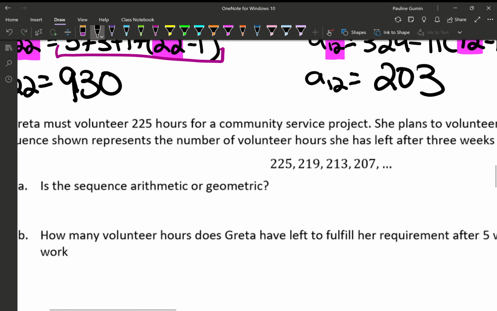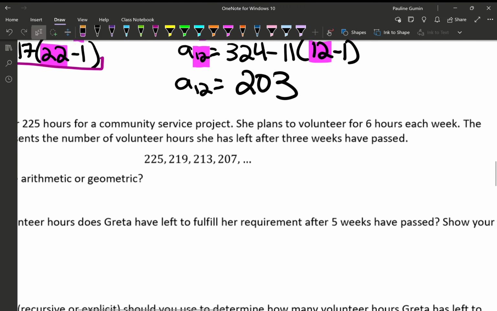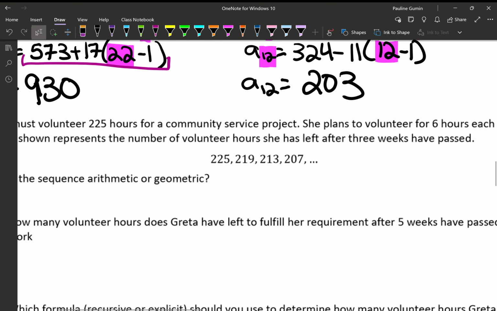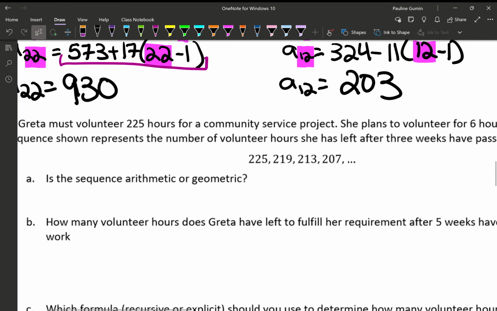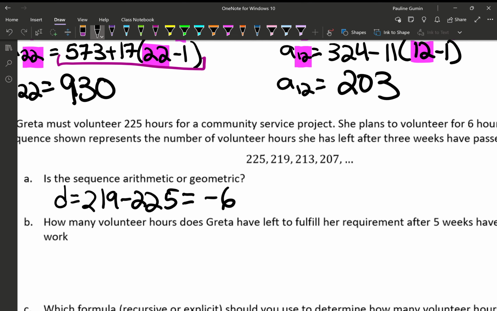Okay. Number 6. Greta must volunteer 225 hours for a community service project. She plans to volunteer for 6 hours each week. The sequence represents the number of volunteer hours she had left after 3 weeks have passed. First of all, is this arithmetic or geometric? Well, let's test it out. I always like to test for arithmetic first. So I'm going to do 219 minus 225, and that equals negative 6. All right. Is 219 minus 6, or plus negative 6, 213?